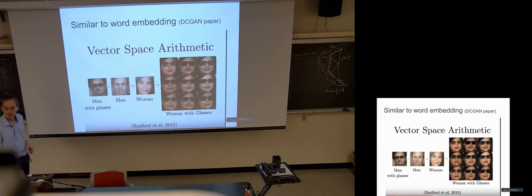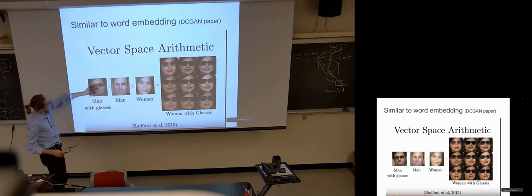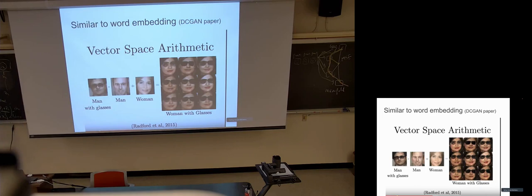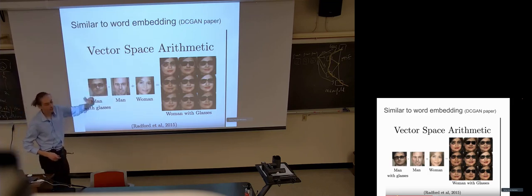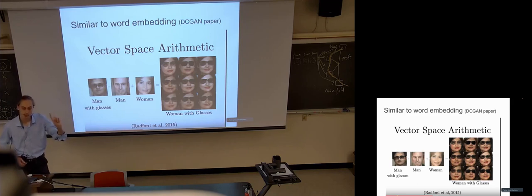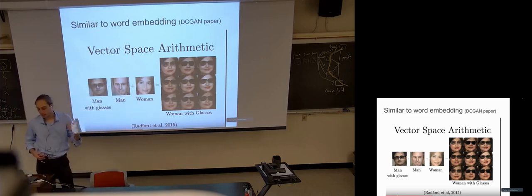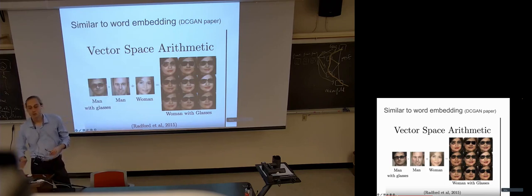You can do vector arithmetic, which is absolutely fascinating with these models. For example, if you have a z vector, again we're talking about the latent vectors, that would generate this image of a man with glasses. You subtract the vector that represents the concept of a man, and you add the vector that represents the concept of a woman. You basically get a woman with glasses.